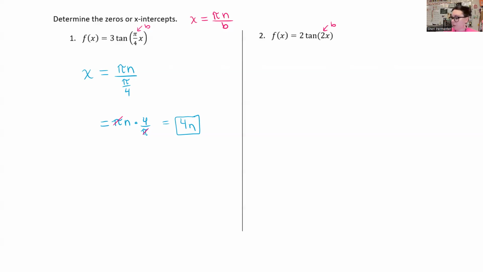And the last question on our supplemental notes, I'm going to say that x is equal to pi n divided by b. b is 2, so I divide by 2. Can I do anything with this? No. So I box it and I'm good.